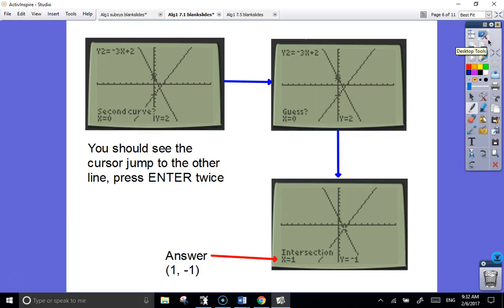The first time it says first curve, the second time it says second curve, the third time it says guess. If the intersection point is on the screen, you're always just going to hit enter, enter, enter. And then it should come up with a screen that looks like this, and it says the intersection is 1, -1. So second trace 5, enter, enter, enter. That's the answer right there.